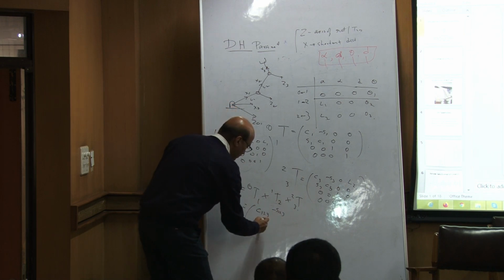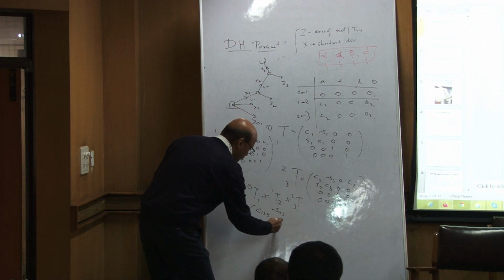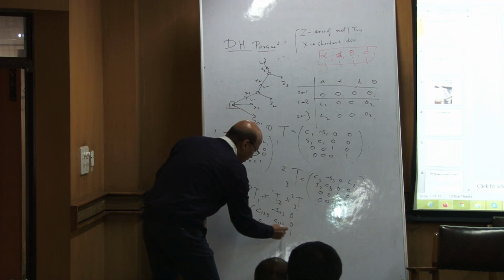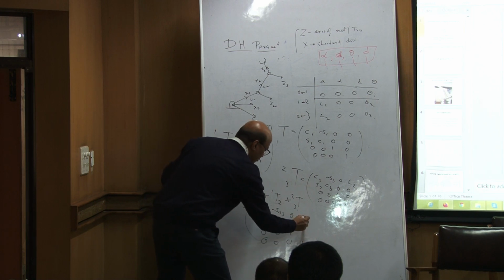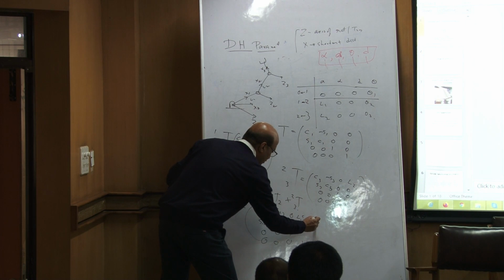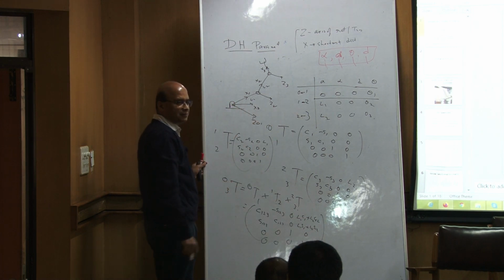Right? So if you multiply it out, what you'll get is cos 1,2,3, minus sin 1,2,3. Then this is sin 1,2,3, cos 1,2,3. 0, 0, 1, 0, 0. This is always 0, 0, 0. This is 1. This is L1 cos 1 plus L2 cos 1,2. This is L1 sin 1 plus L2 sin 1,2. This is 0. If you multiply it out, you'll get that.